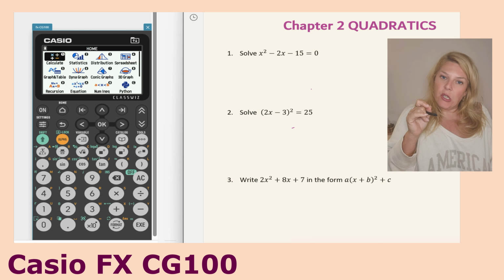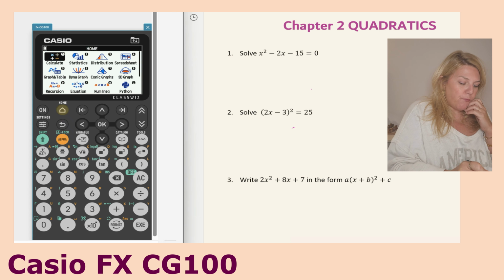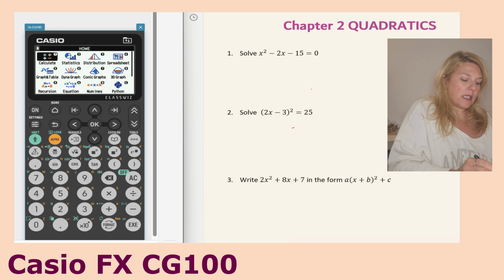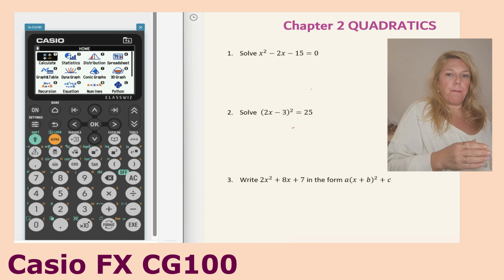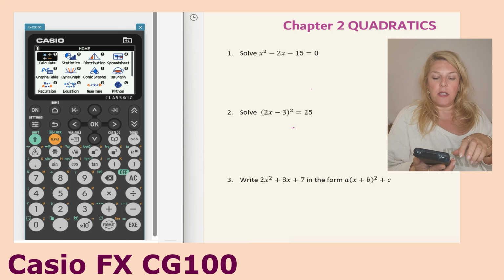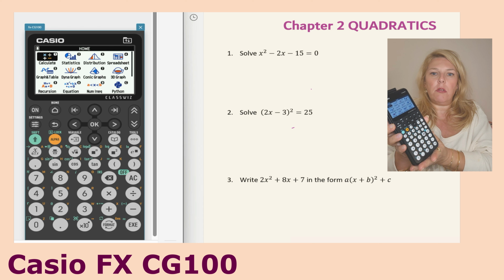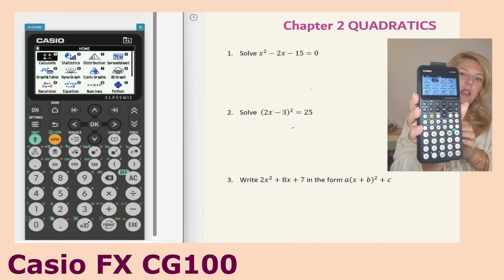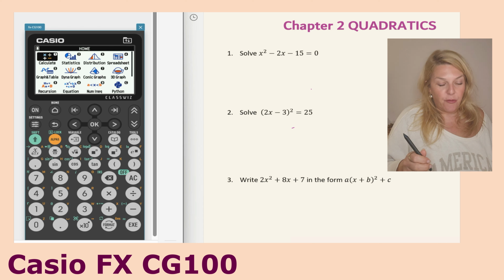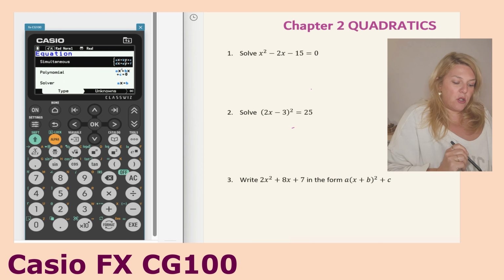First of all, we're going to use the equation app on the calculator. So to do that, I'm in home. I'm going to scroll down to equation, which is here. You'll see that on the actual calculator in real life, rather than the emulator, the equation app is next to the calculate app. I don't know why it's in a different place on the emulator. So let's scroll down on the emulator and go into equation.